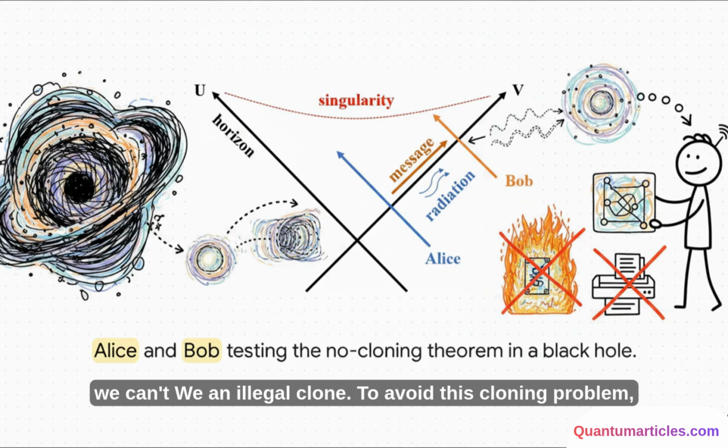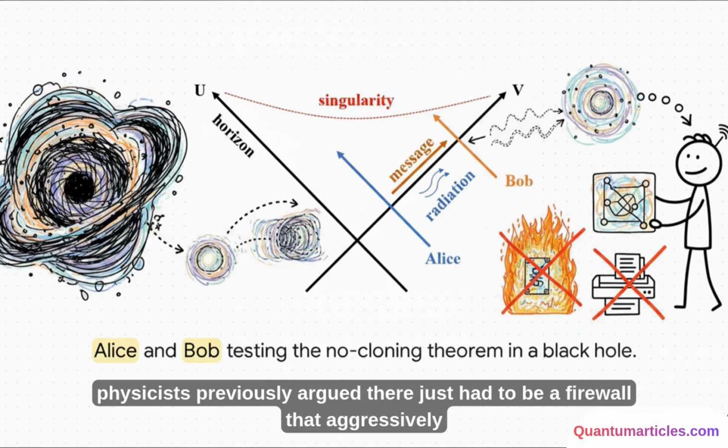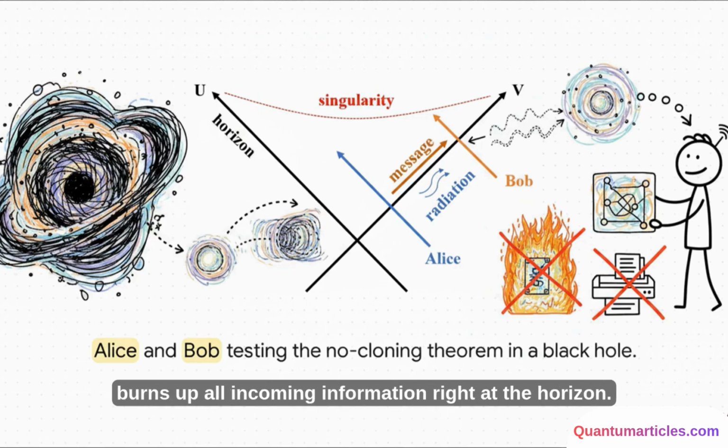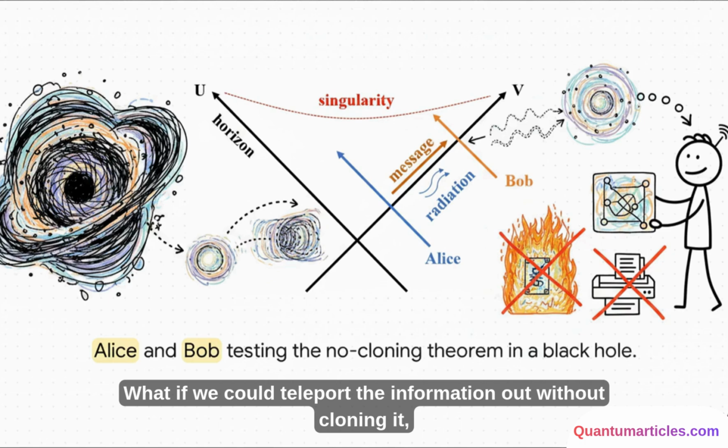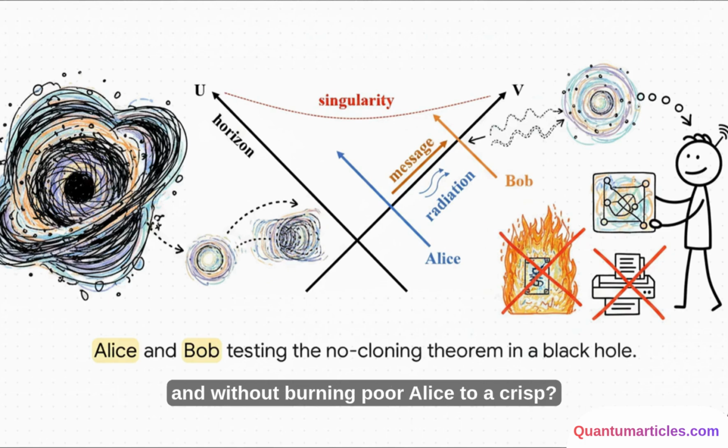To avoid this cloning problem, physicists previously argued there just had to be a firewall that aggressively burns up all incoming information right at the horizon. But what if we could use our new quantum toolkit? What if we could teleport the information out without cloning it, and without burning poor Alice to a crisp?